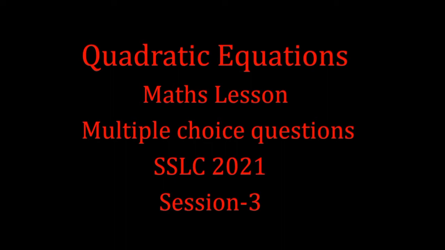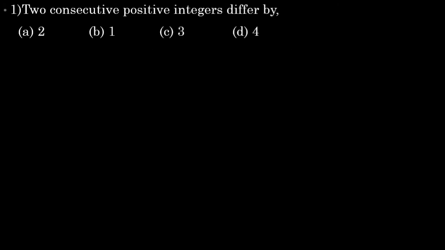First one: two consecutive positive integers differ by. Options we have 2, 1, 3, 4. Here they said we have consecutive positive integers. That's also two consecutive, and it will differ by, that means how much difference it is having.